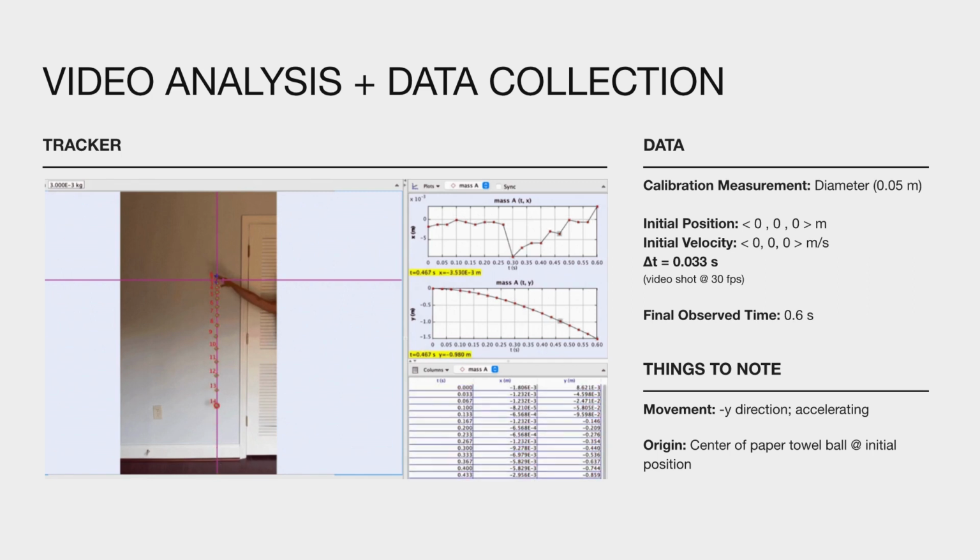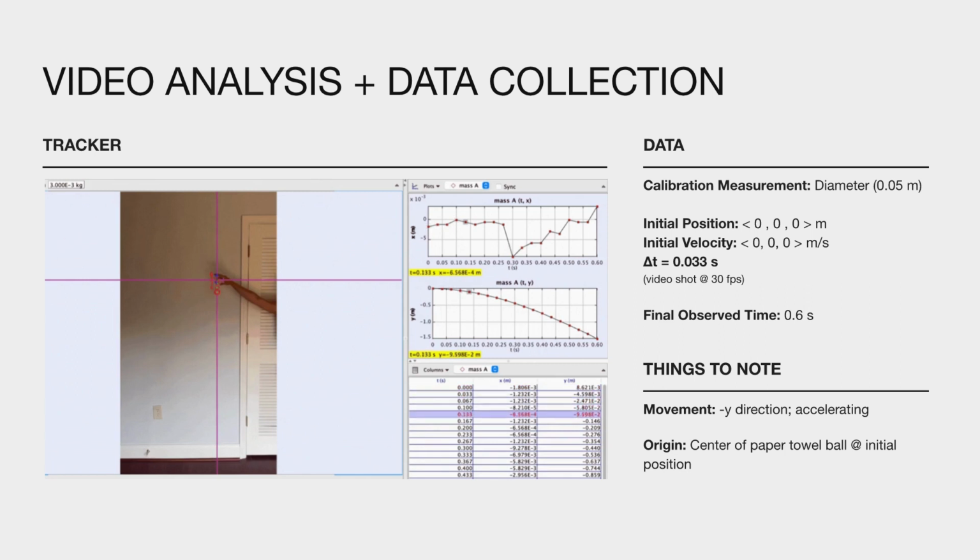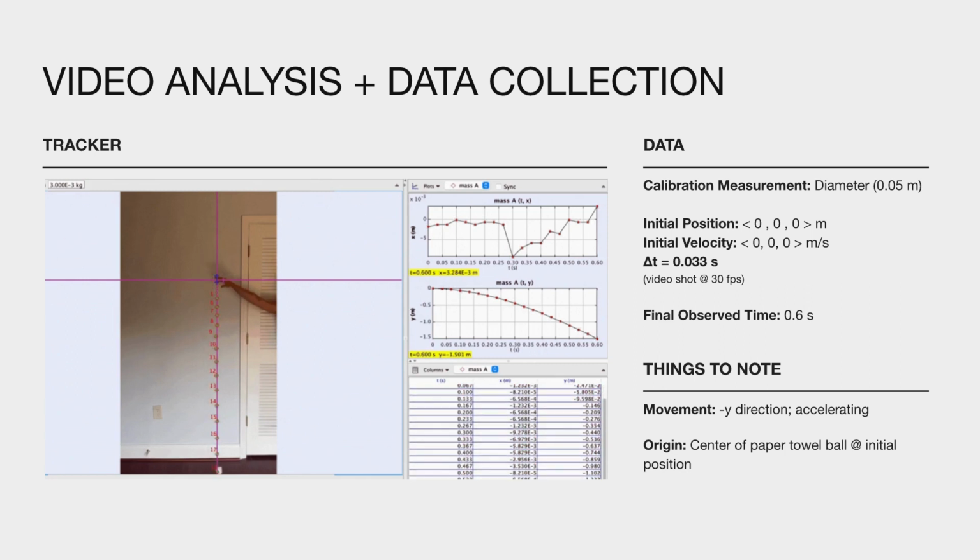Other things to note is the movement of the object, which is in the negative y direction. As you can see in the clip, the paper towel travels a greater distance at each time interval, indicating an increase in velocity, also known as acceleration.